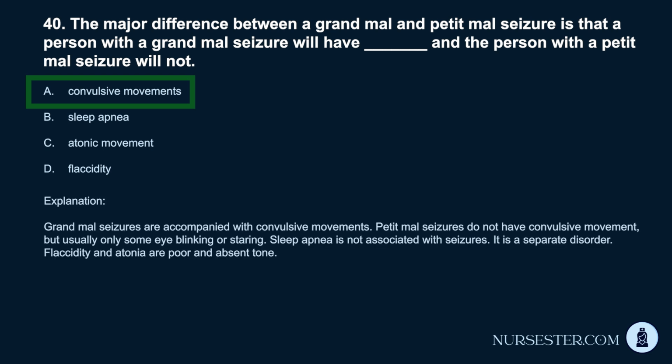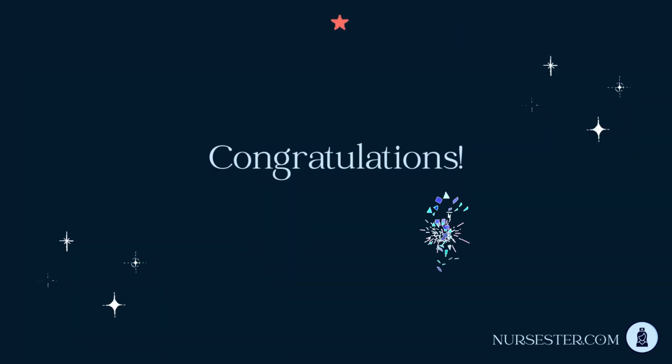Grand mal seizures are accompanied with convulsive movements. Petit mal seizures do not have convulsive movement, but usually only semi-blinking or staring. Sleep apnea is not associated with seizures. It is a separate disorder. Flexidity and atonia are poor and absent tone.